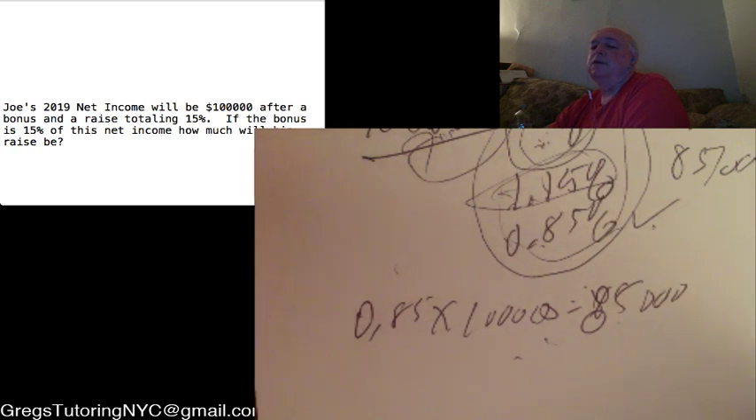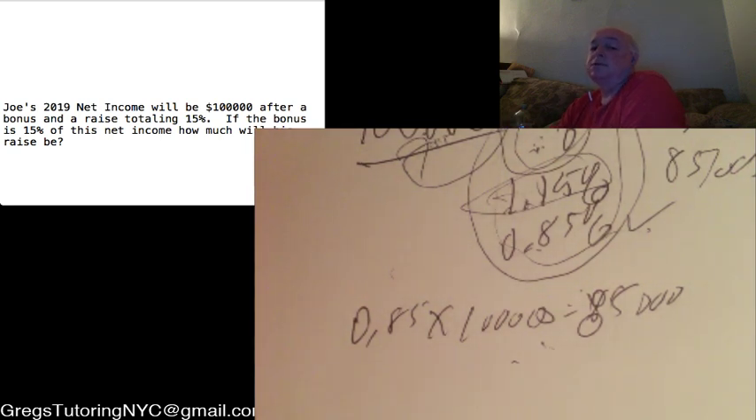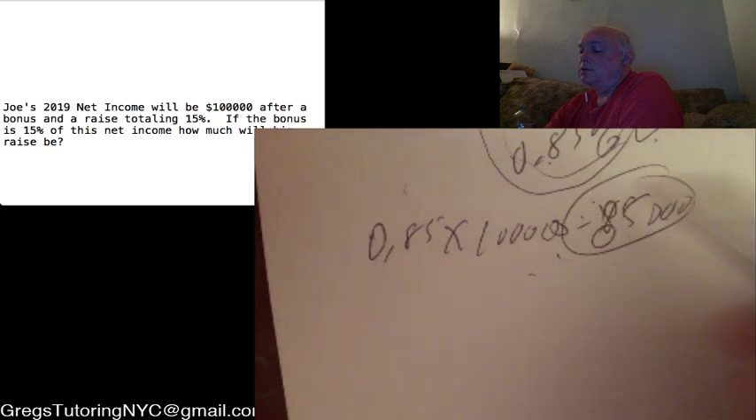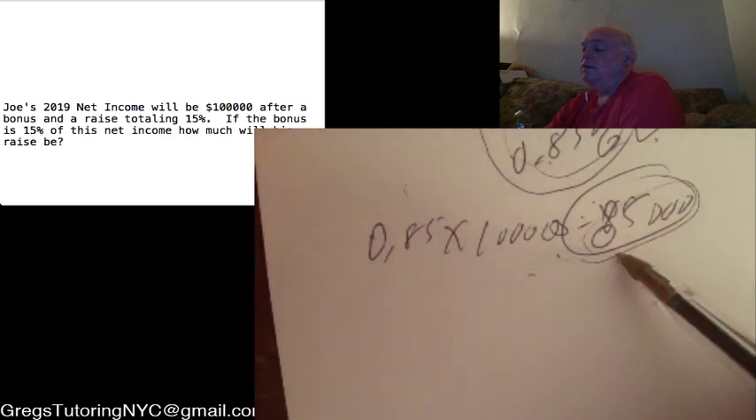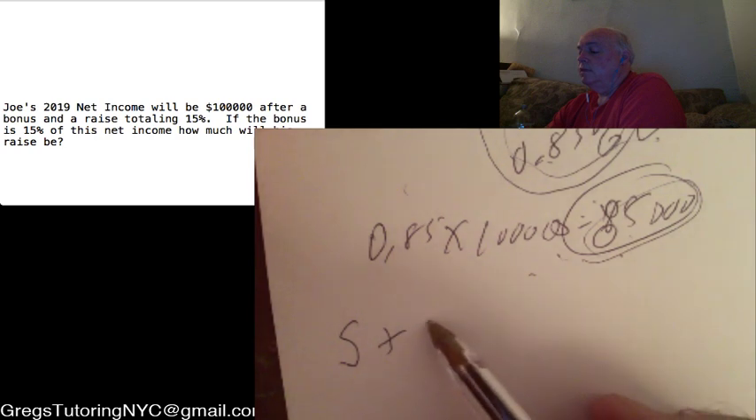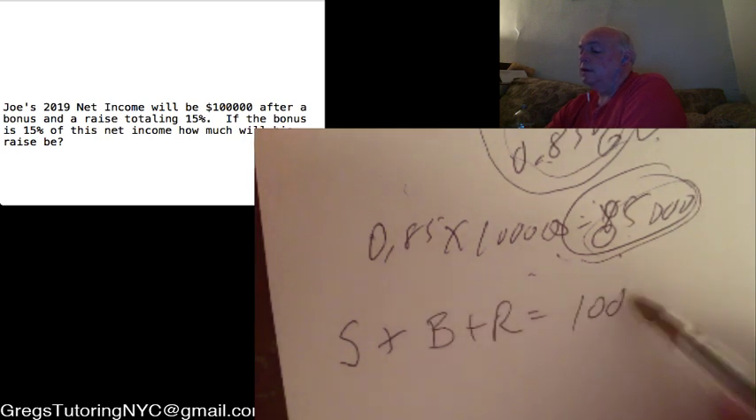You have to think them through and ask, what is the test writer really asking me to do? What's the point of the problem here? It's a simple enough problem. There's two numbers there, and you just need to figure them out. So let's back off this part now that we know what the bonus is. The bonus was 15,000, and he ends up with 85,000. So here we have his salary plus the bonus plus his raise equals $100,000, right?